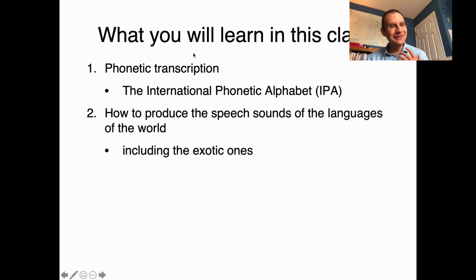Number 2, this might be a bit awkward as well, but you're going to learn how to produce the speech sounds of the languages of the world, including the exotic ones. So once we learn the IPA, we're going to go through all the various symbols and try to put those symbols in context so we can produce them ourselves. And then I can evaluate how well you do.